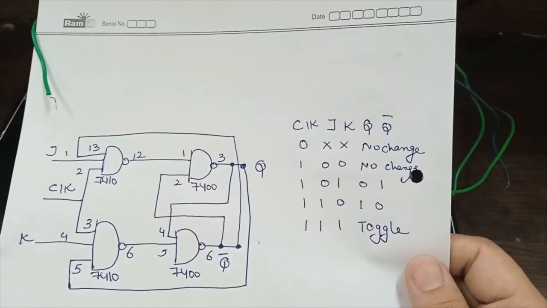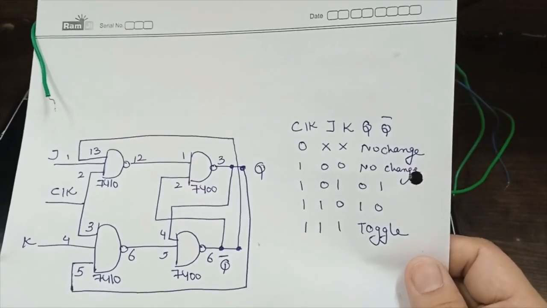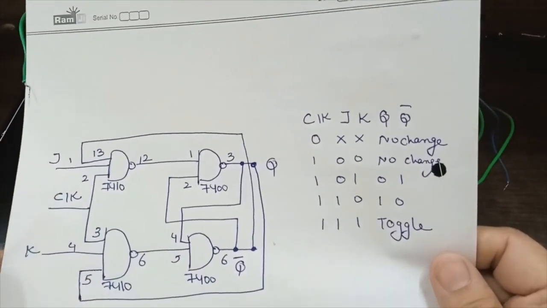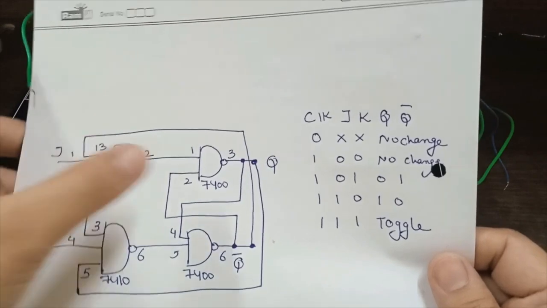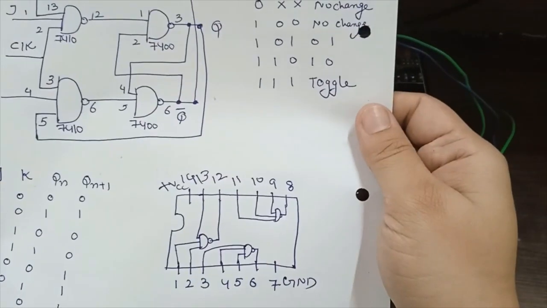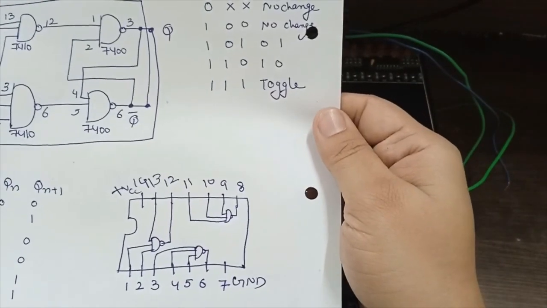So this is the logic circuit diagram of JK flip-flop. This is how we are supposed to make the connections today. We have two 3-input NAND gates, that is IC number 7410. Then we have two-input NAND gates, the IC number is 7400. This is the IC diagram of 7410.